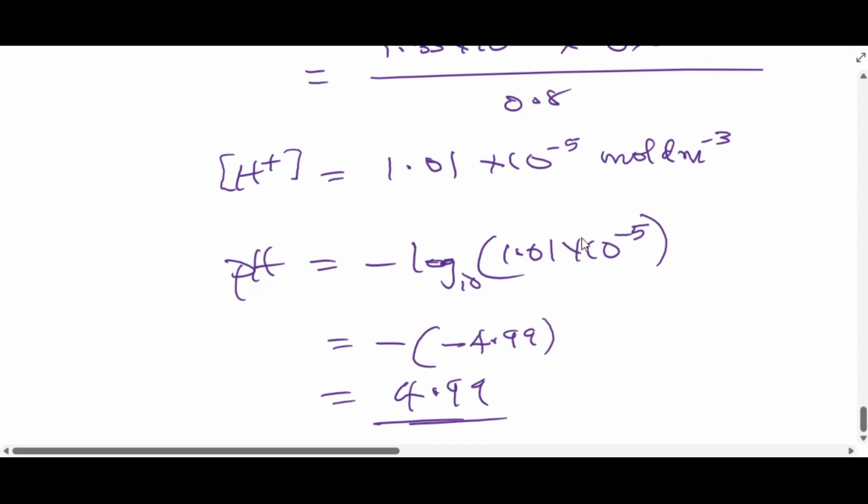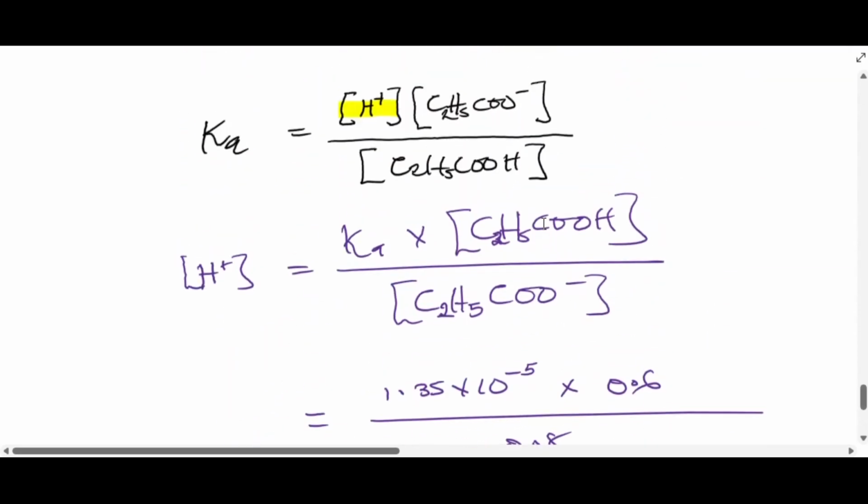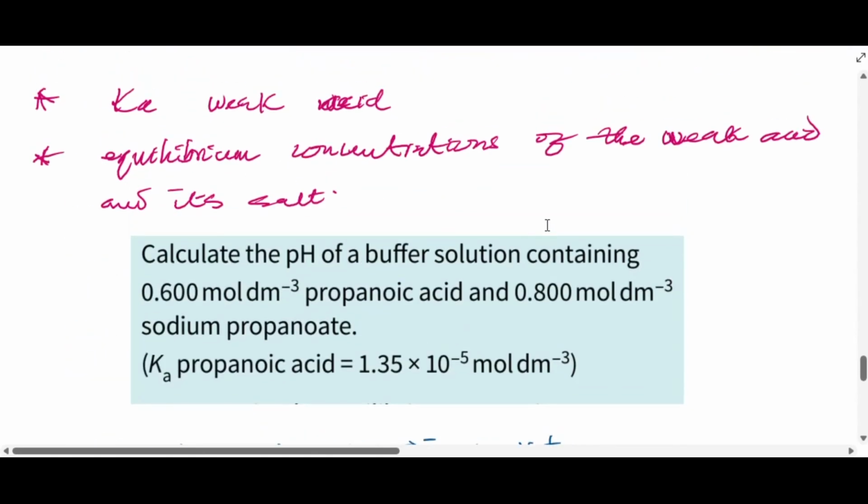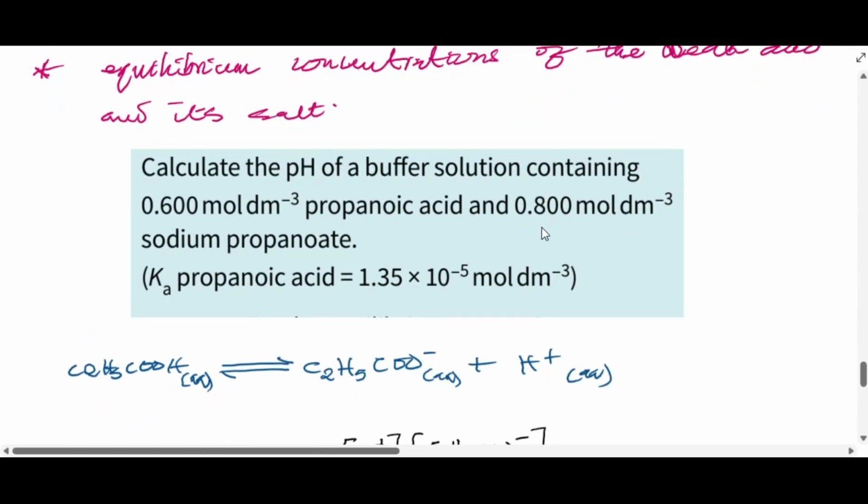And this is how to calculate the pH of a buffer solution. Any buffer solution given, just look at the concentration of the acid and the concentration of the salt, or if it is a base, look at the concentration of the base and that of the salt, and then they will give you the Ka of the acid or Kb of the base.